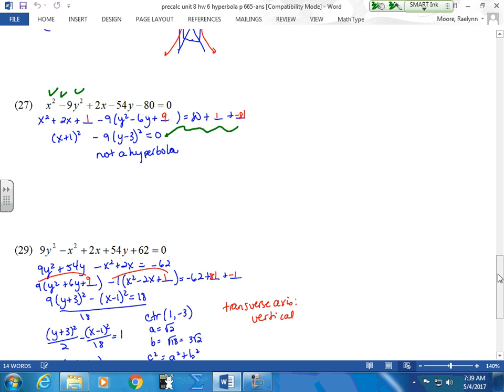I think I took these out of the book, and I don't know if the book did it intentionally or not. This book makes a lot of mistakes. So it was not a hyperbola, but then I decided to keep it because sometimes that happens.